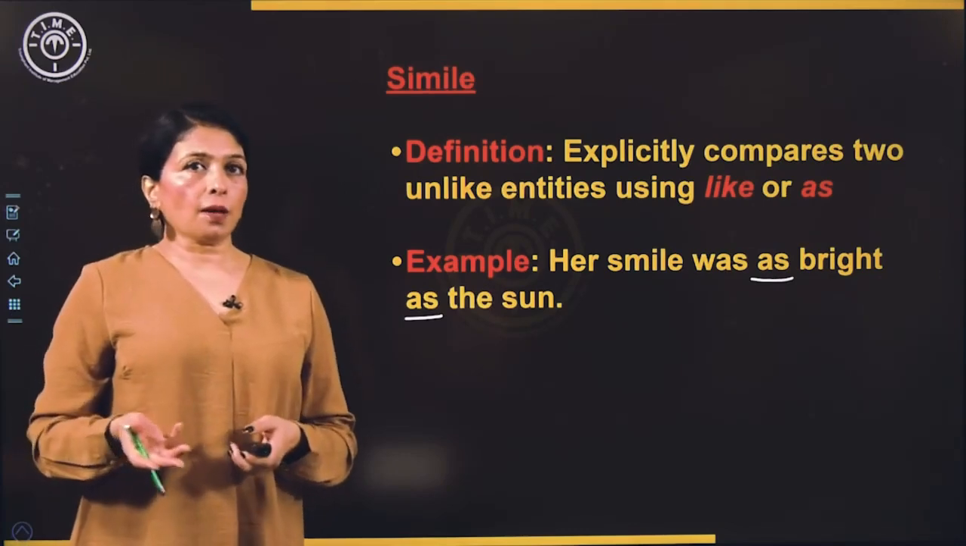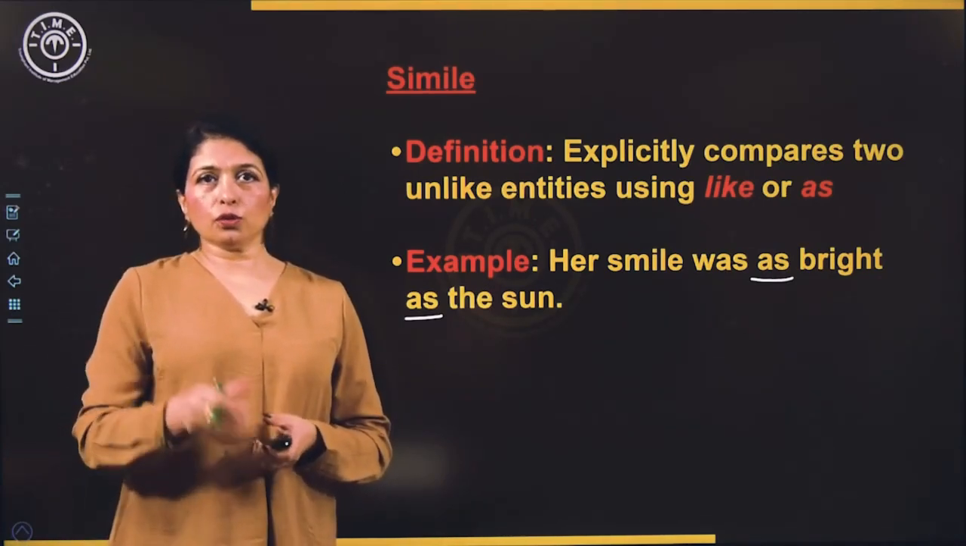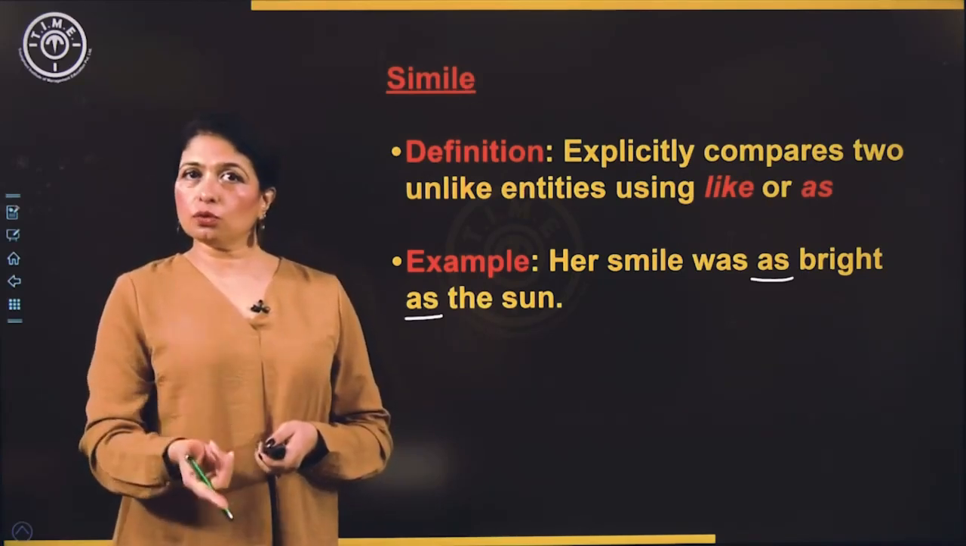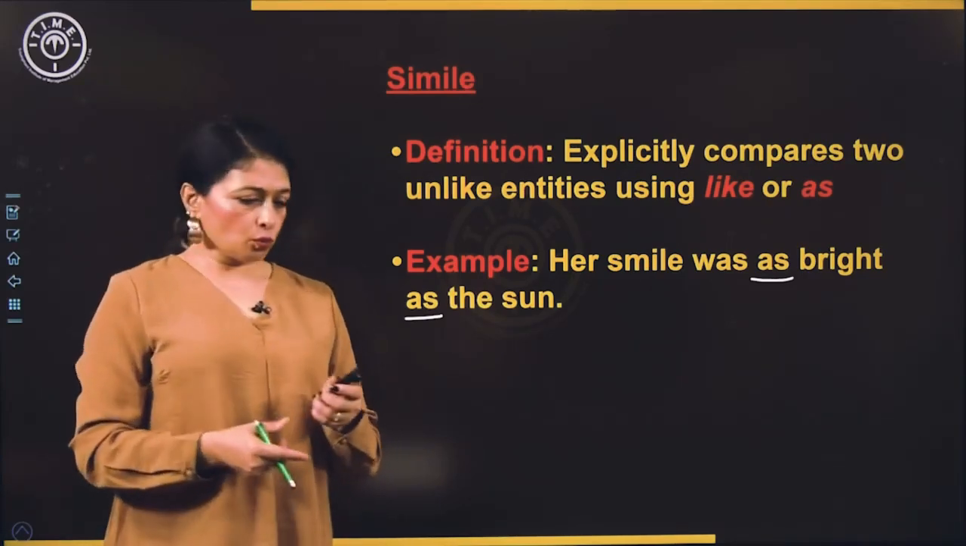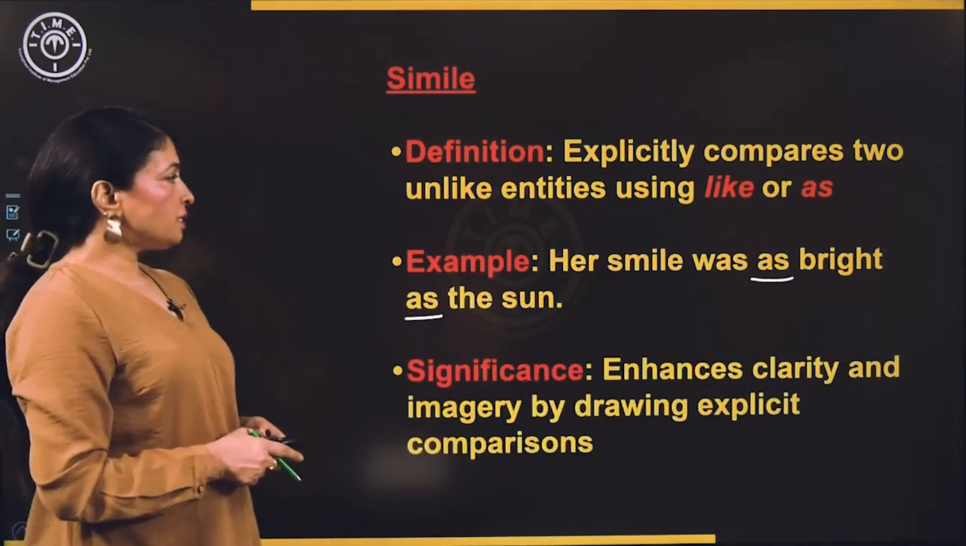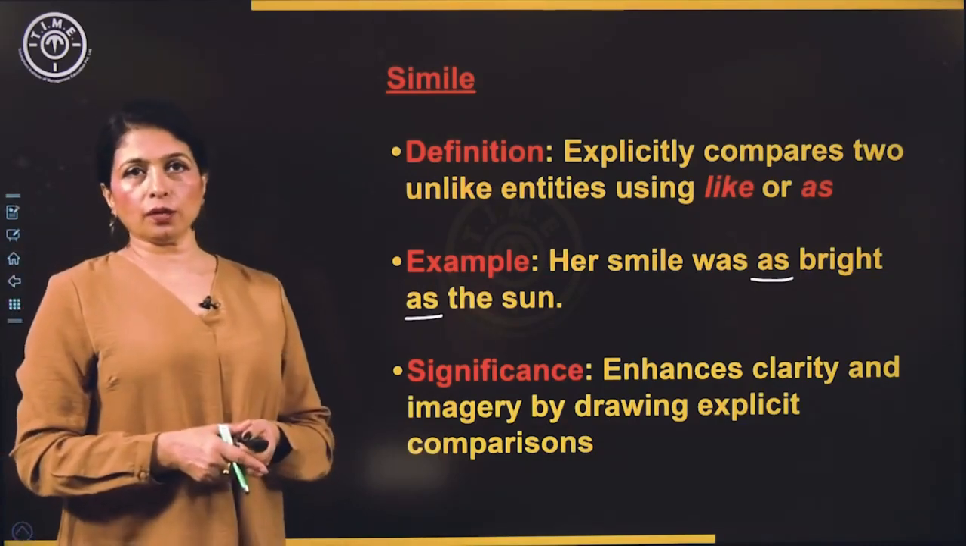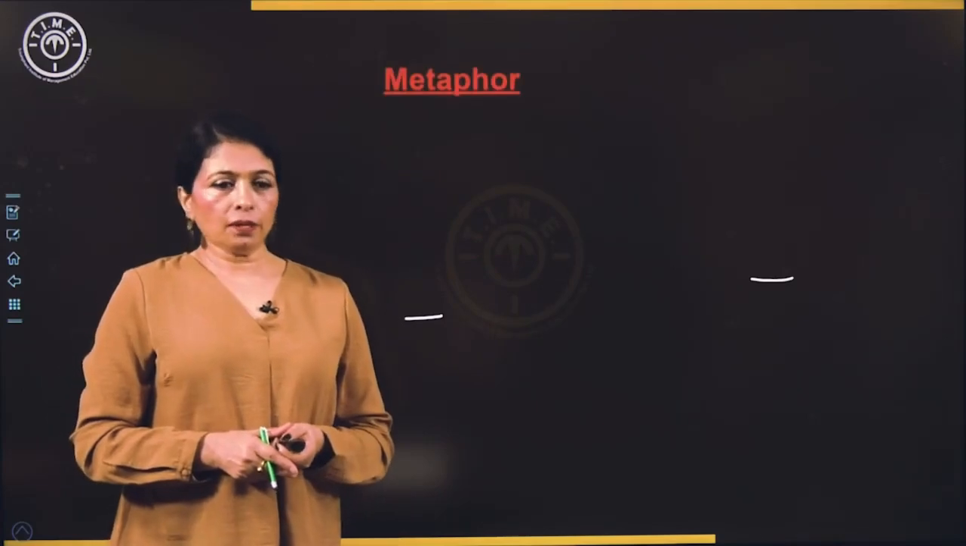We have another example. She is like a rose in the garden. So here like has been used to compare this person with a rose. The significance is that it enhances clarity and imagery by drawing explicit comparisons. Okay. Then comes up a metaphor.